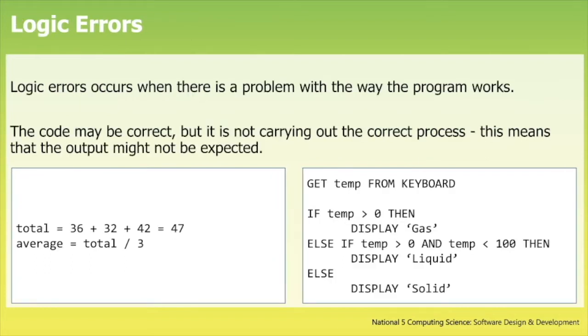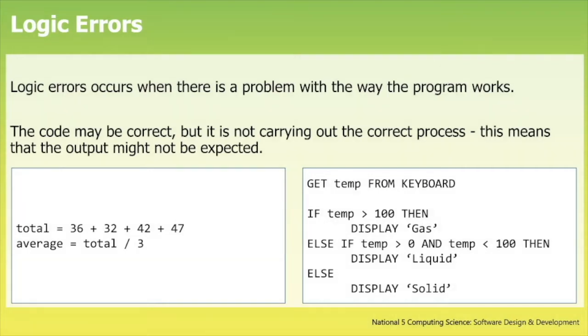The third kind of error we can get is a logic error. And logic errors is where there's a problem with the way the program works. So your code is perfectly fine, there's no syntax errors, there's no execution errors. When you run the program it will work, but it doesn't give you the expected result. Let's have a look at the example on the left. We are adding four numbers up, 36, 32, 42 and 47. And we then want to find the average of those four numbers, but we're dividing by 3, not 4. So that means the program will work, we just won't get the average that we expected.